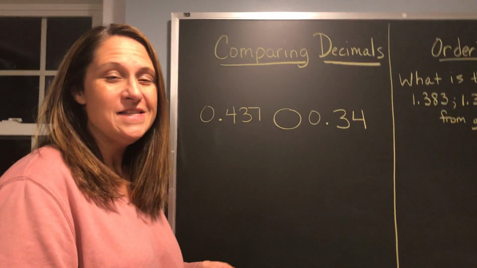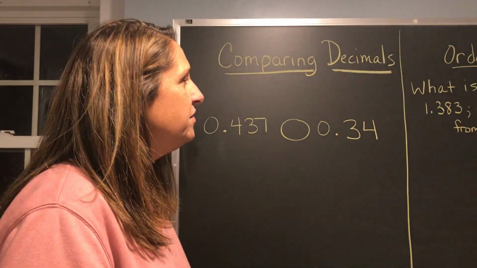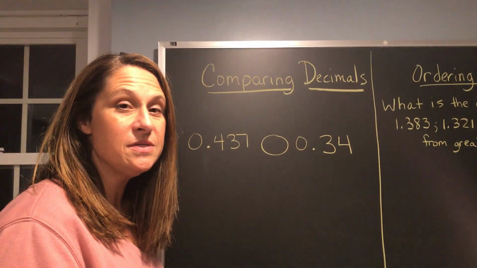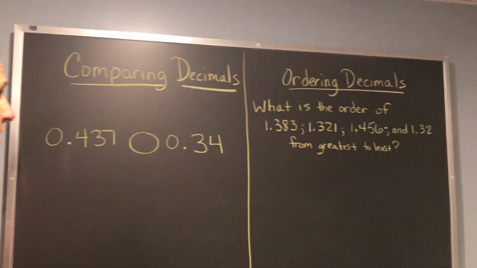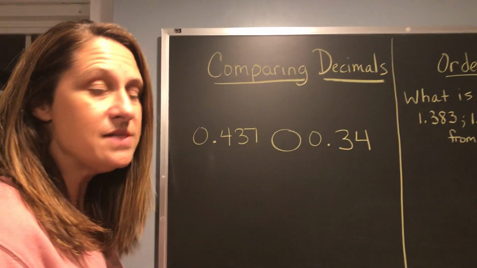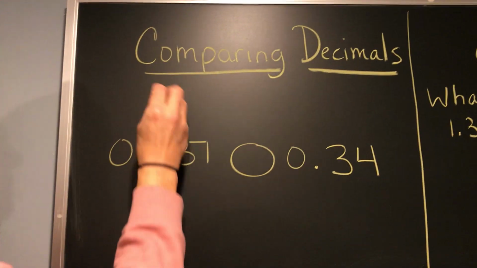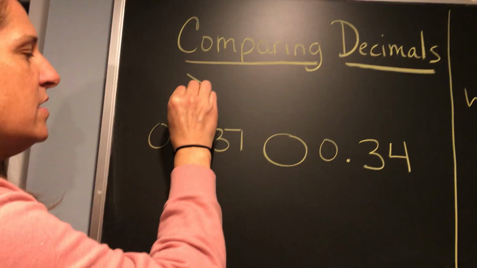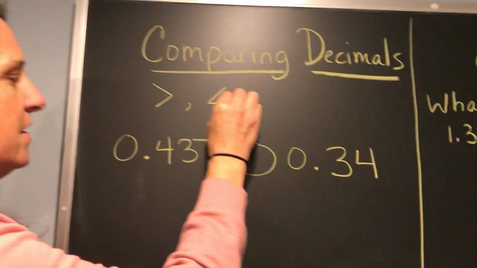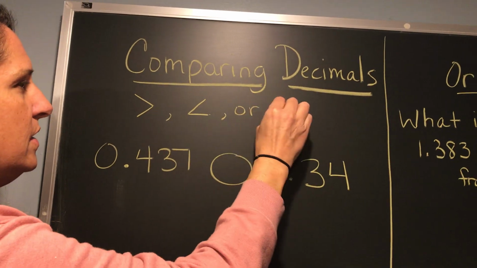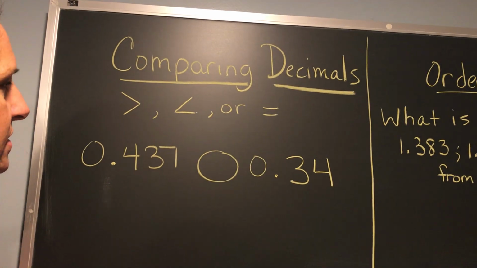Hi boys and girls. Today we're going to go ahead and look at a video about comparing decimals and then ordering decimals. Okay, so if you're comparing decimals, when we compare, you are going to write either greater than, less than, or equal to when you're comparing something.